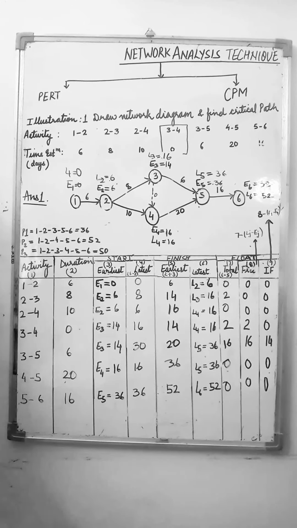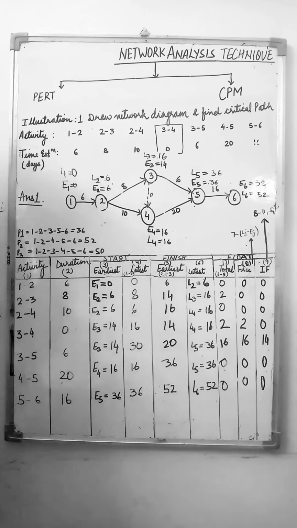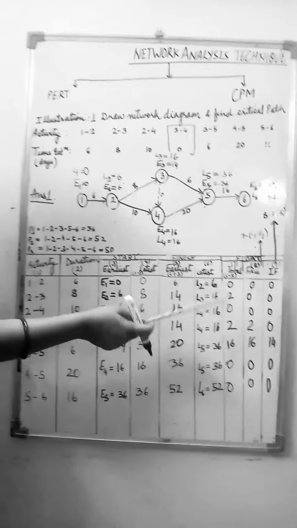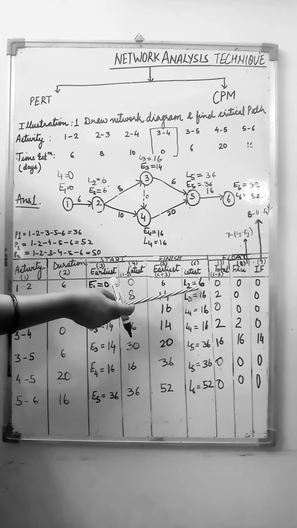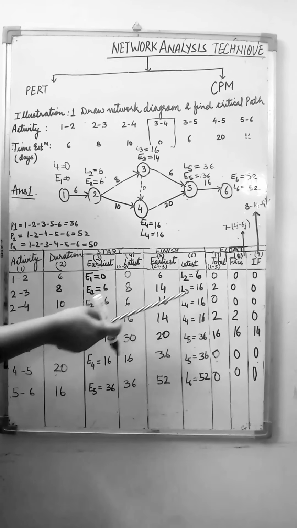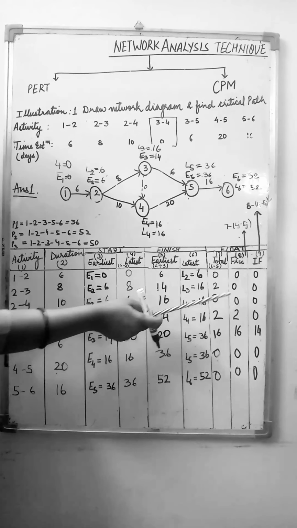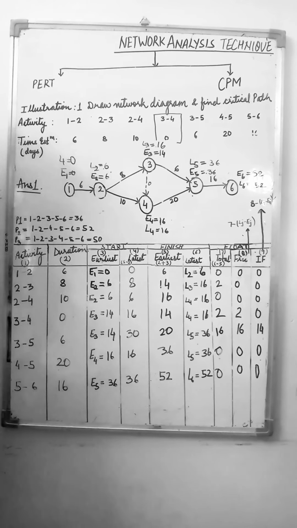Now we will calculate the value of the seventh column. You can calculate these values by subtracting the value of the fifth column from the sixth column. That is 6 minus 6 is 0. 16 minus 14 is 2. 16 minus 16 is 0. And similarly, you can calculate the values of the seventh column also.